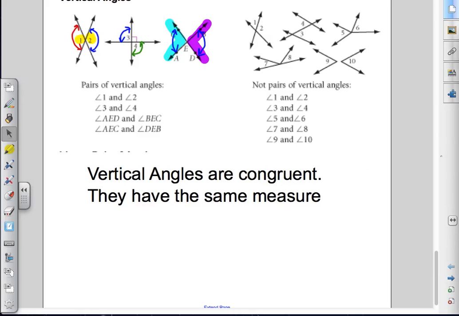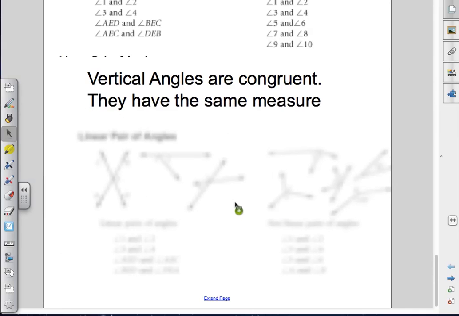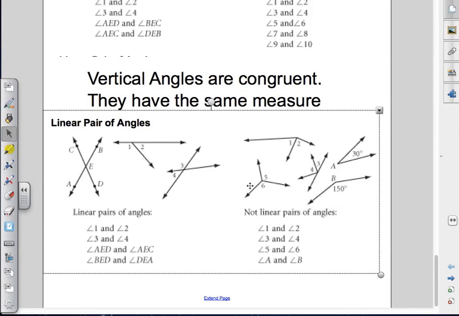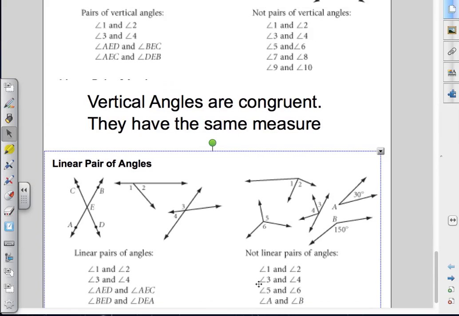Next, let's move on to a linear pair. Let's talk about linear pairs. Okay? Here we have some pictures of linear pairs, and here we have some pictures of nonlinear pairs. Well, let's look at the ones with the numbers first. Here they tell me that angle 1 and angle 2 are linear pairs. Let me scroll up a little bit.